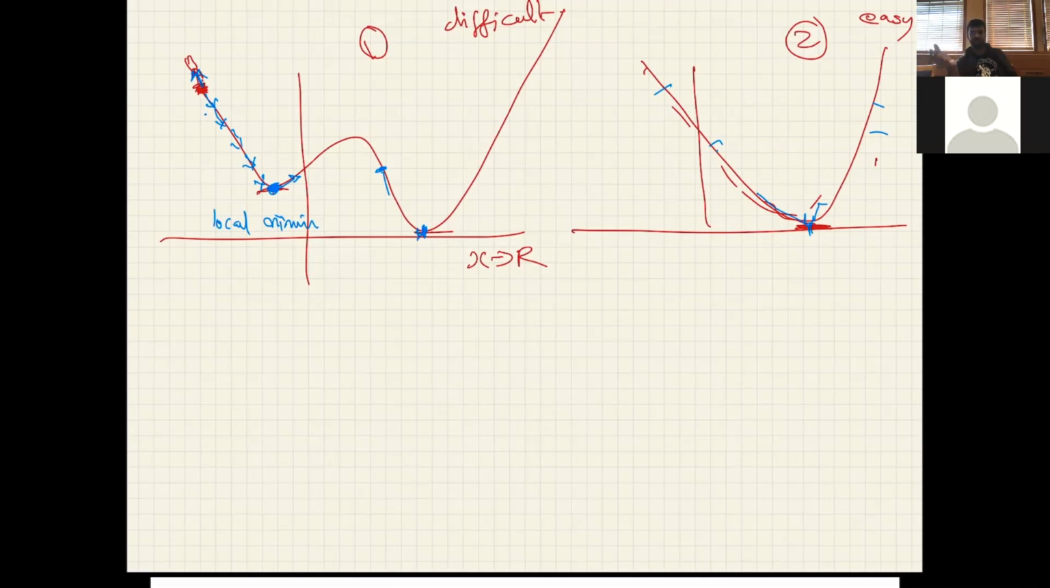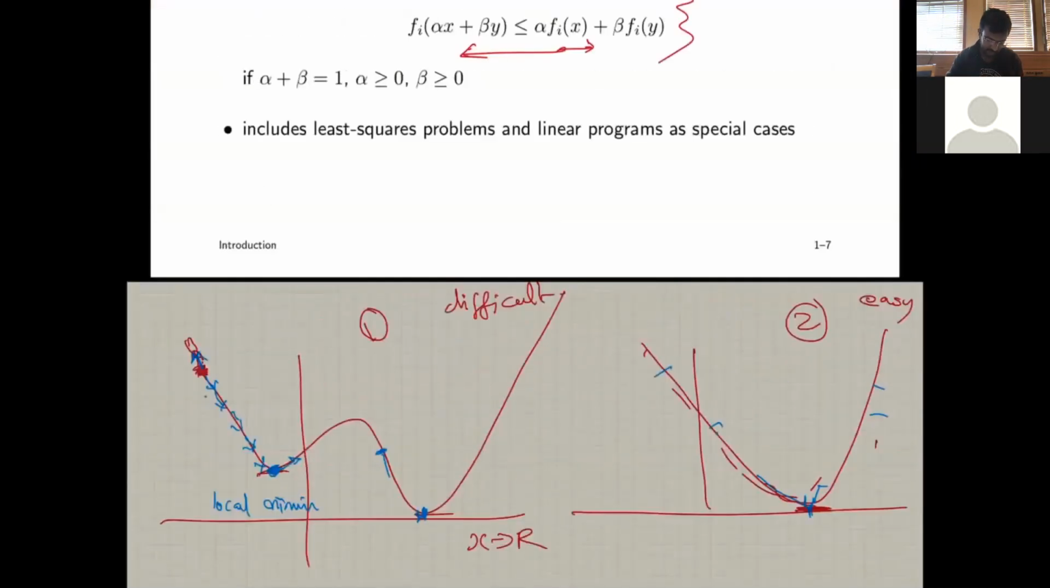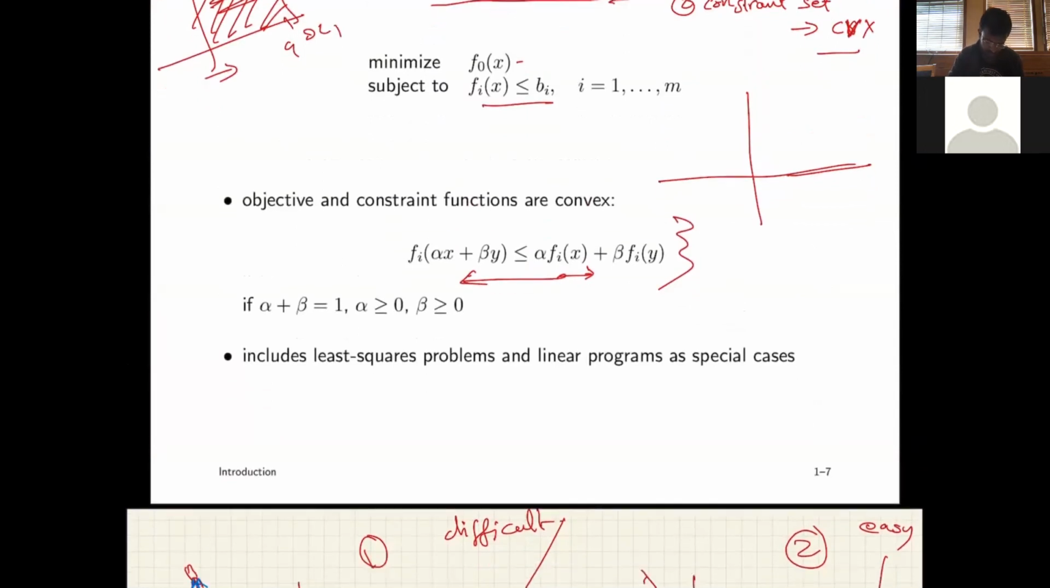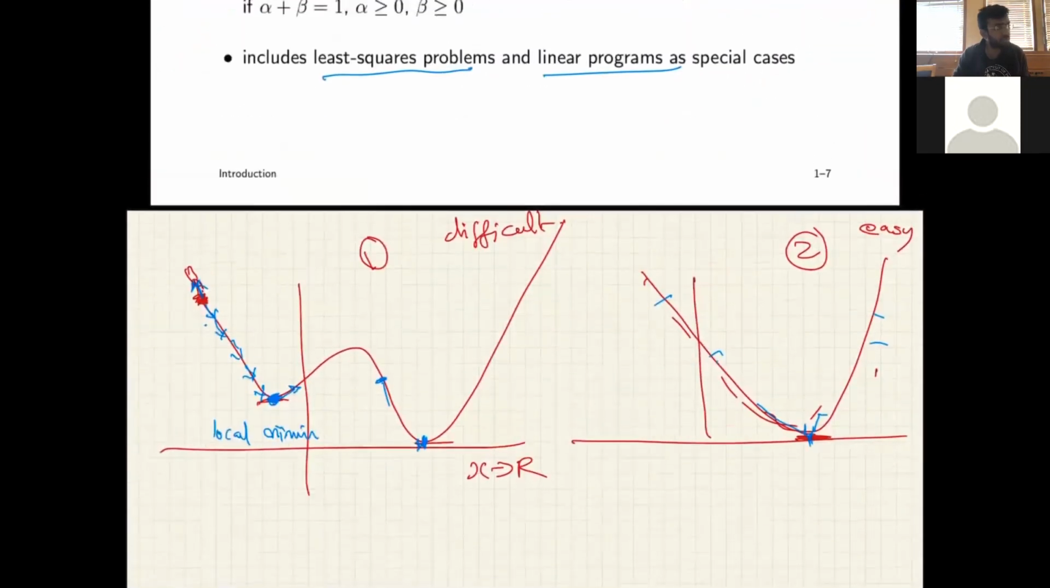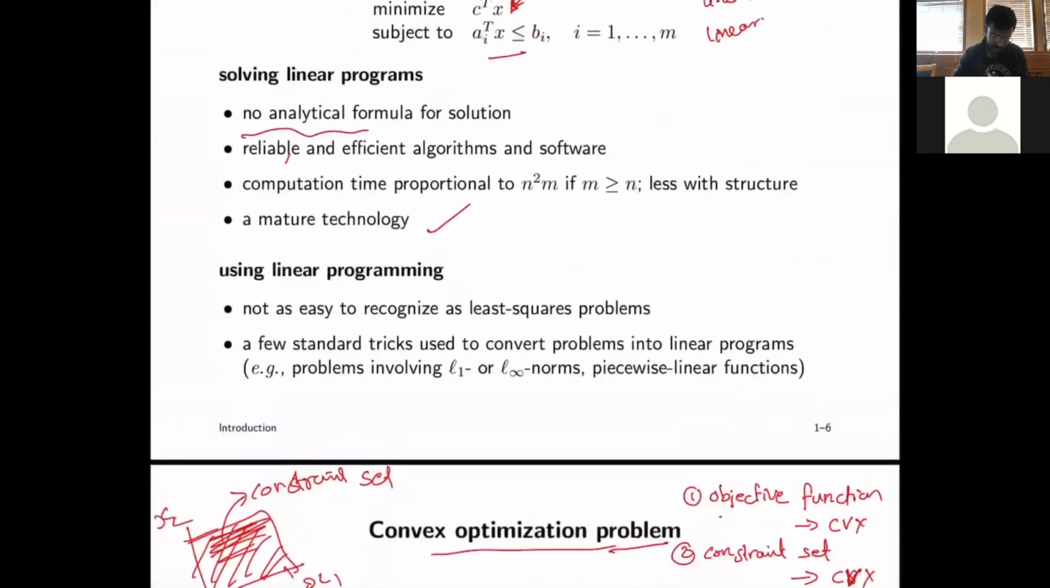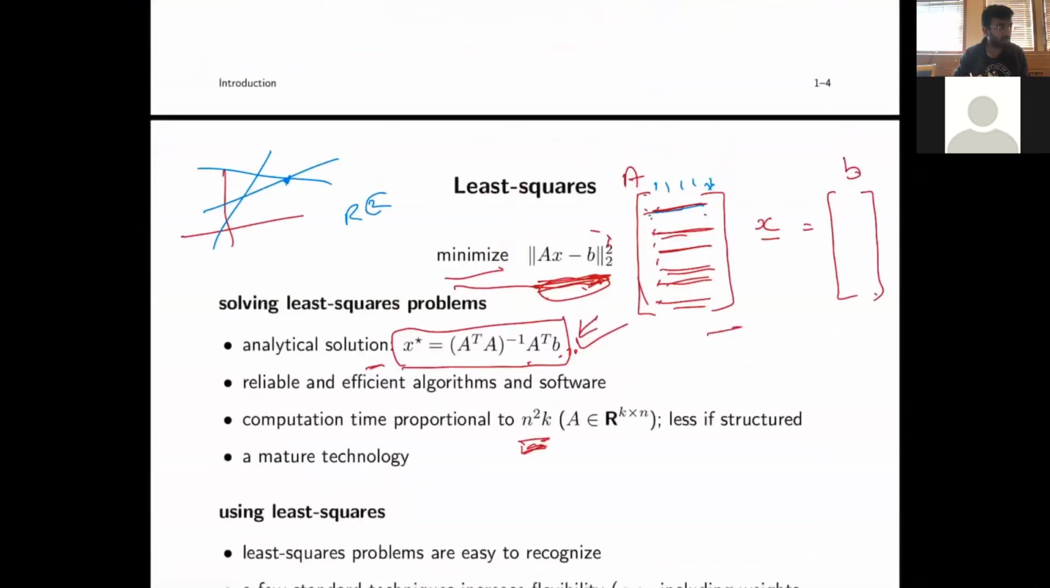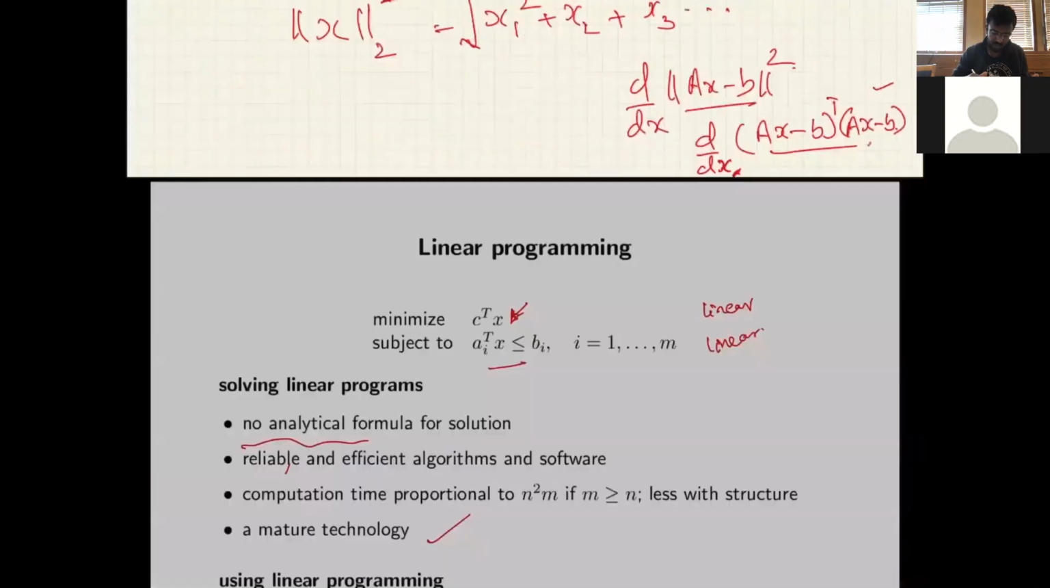Okay. Later we will see how to define them, but at this point, we are just giving an intuition of what it is. So the previous problems that we saw, linear programs, least square problems, these are convex functions, convex problems. Okay. This one is a linear program, and these are least square. These are very easy convex problems.